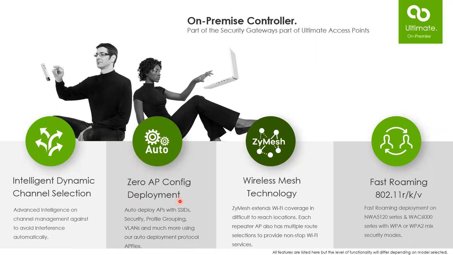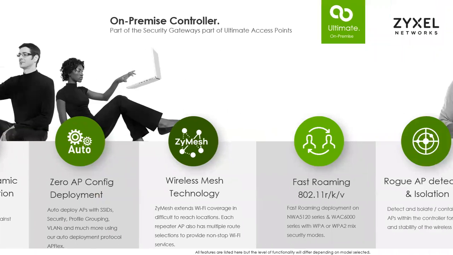One cool thing here is we have zero AP config deployment. Provided your network has DHCP, at least during the initial setup, the APs will automatically see that there's an active controller on there and will touch base with the controller. Then you can simply go into the controller and activate them, and they'll download their config from the controller. No need to configure anything on the access point itself.